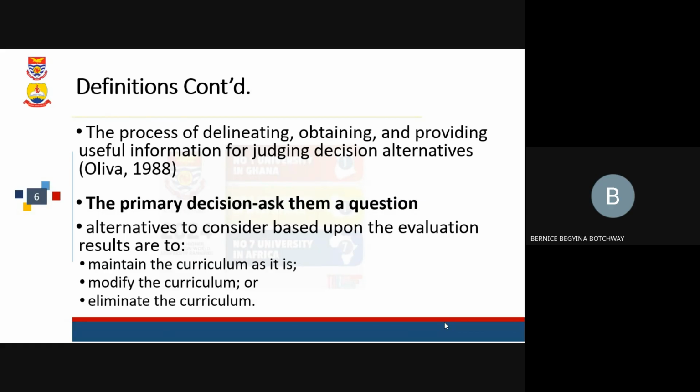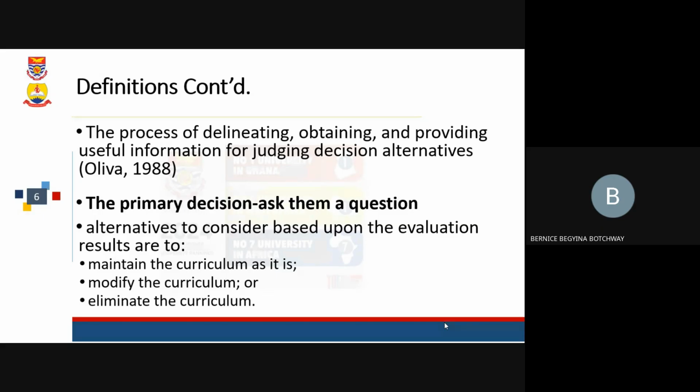Is it the teaching methods? Is it the content? Is it the students' performances? You first have to have a goal, a clear focus on what you are going to evaluate, and then you obtain information. You gather information through evidence, through tests, class exercises, assignments, project work. You can do observation, you can pass out questionnaires, interviews, just to get information.